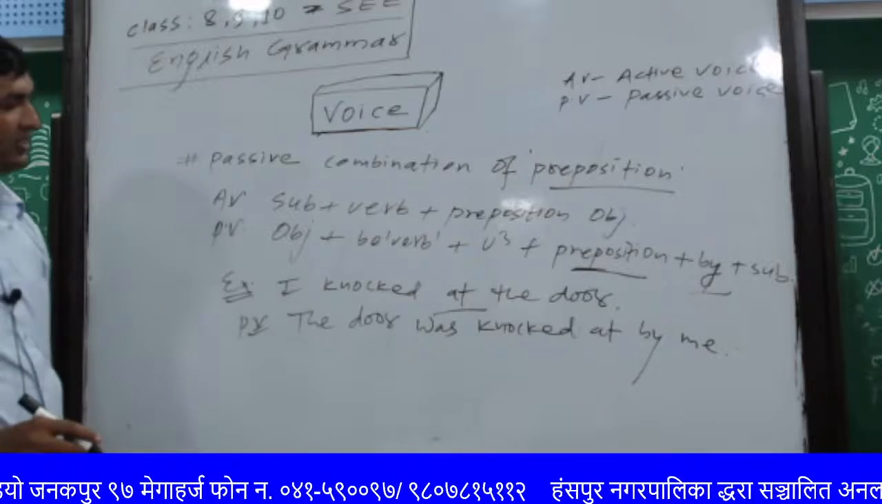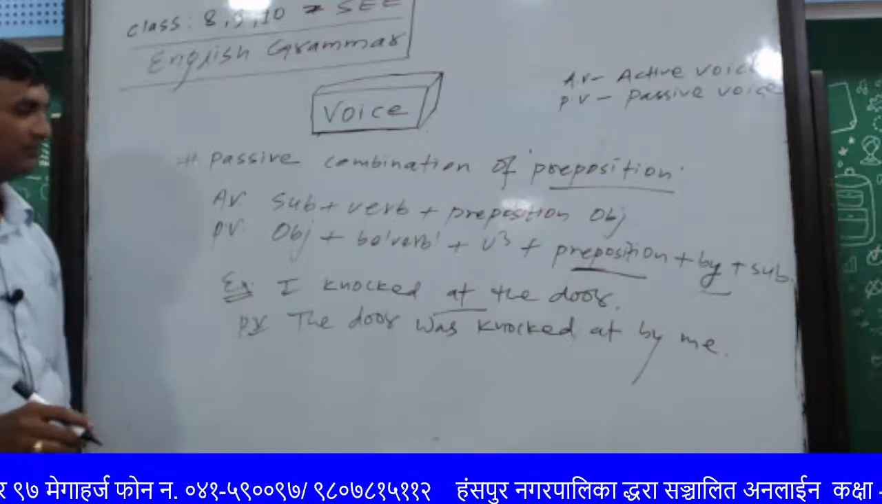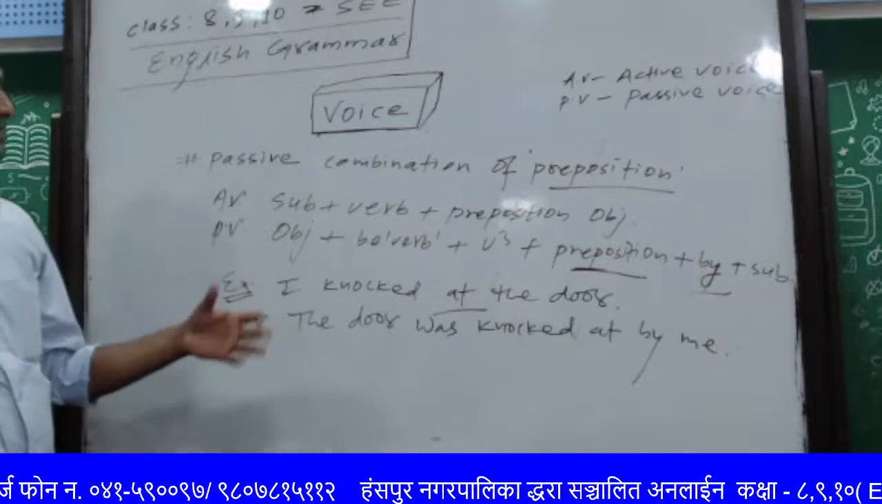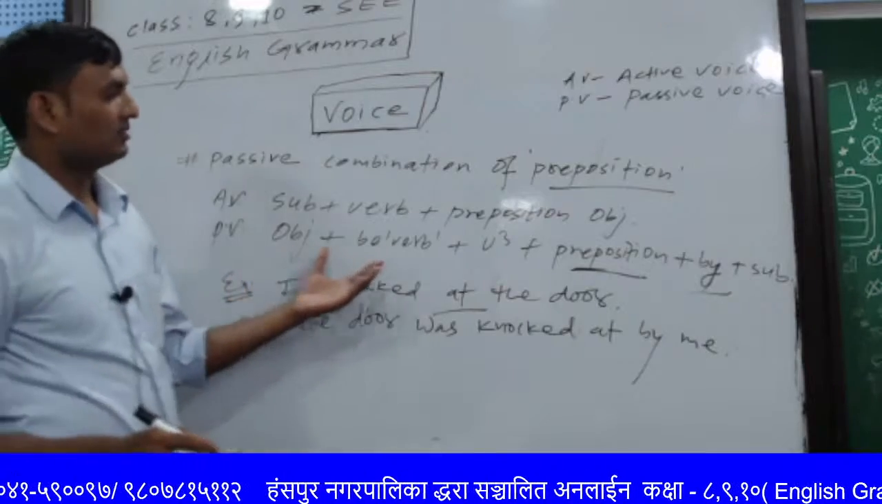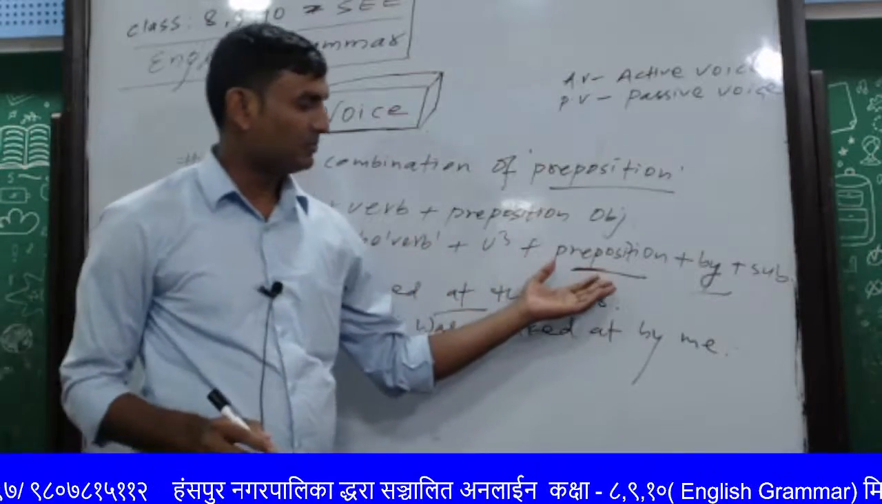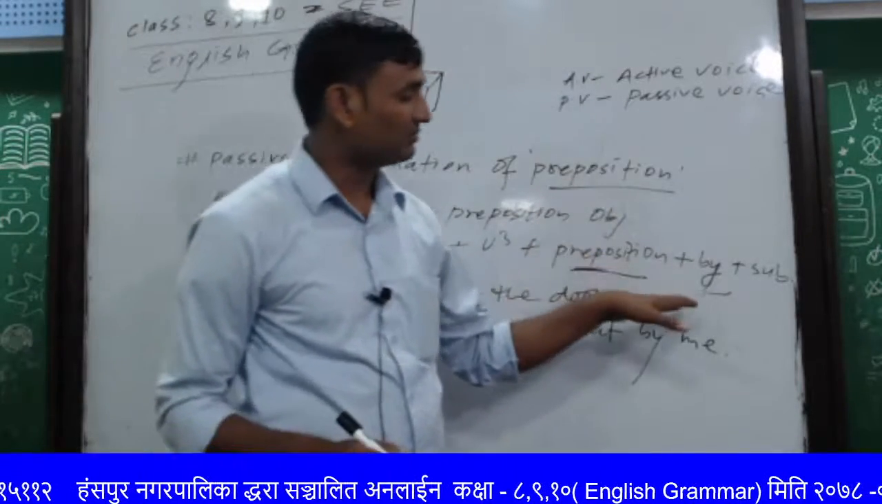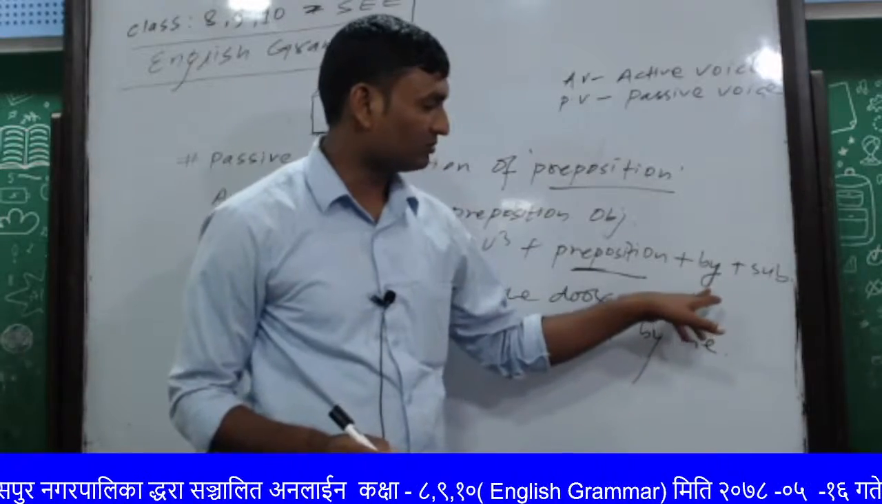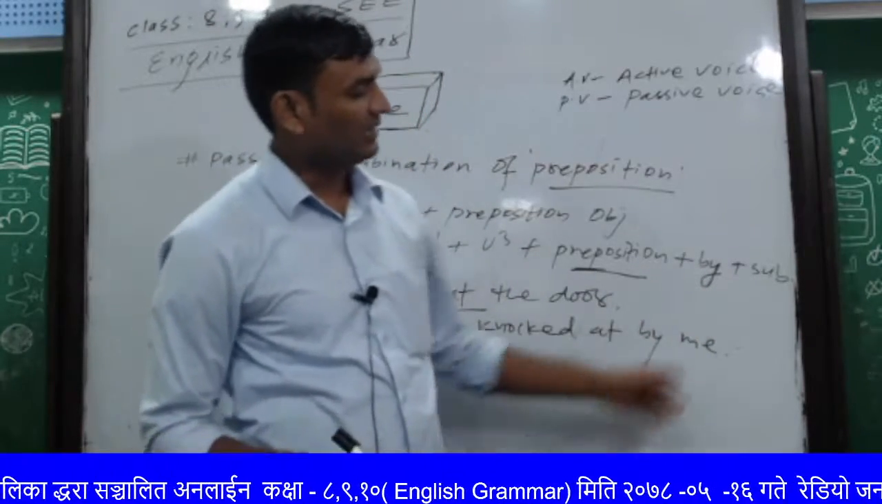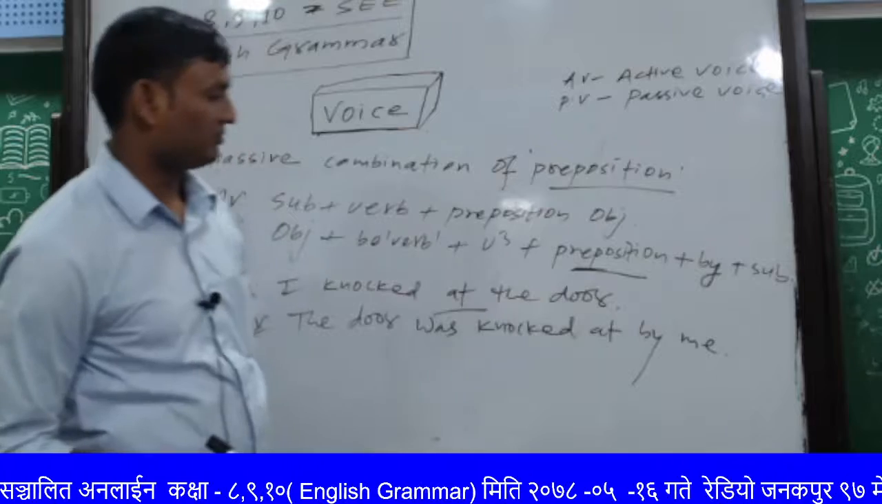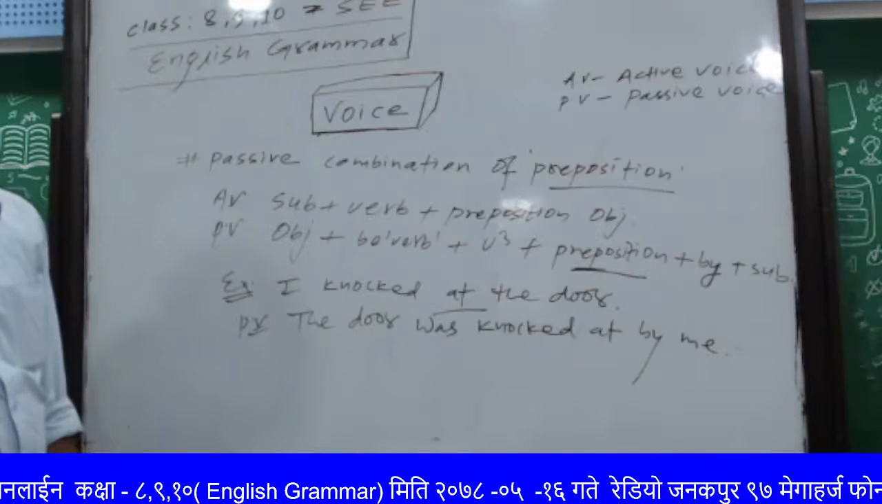When in an active sentence there is a preposition, it means after V3 the same preposition, then another by preposition according to the passive structure, then the subject. It means two prepositions: at plus by.